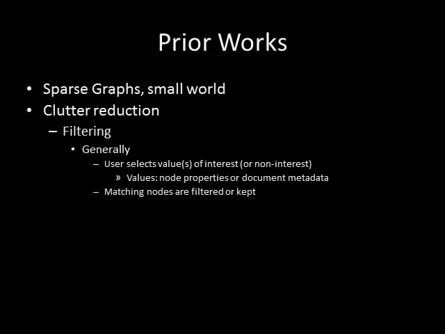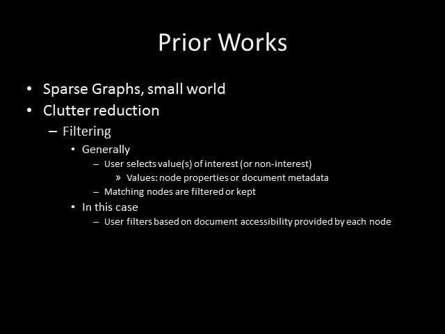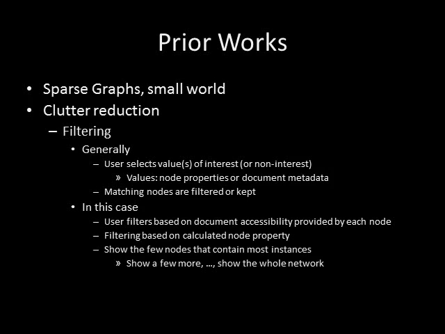In this case, what we're trying to do is filter based on the document accessibility provided by each node. Now that's different than the number of assigned documents, right? The number of assigned documents is how many documents have been assigned specifically to me, and accessibility is from me, how many documents can you reach? So what am I a gateway to? So that's accessibility.